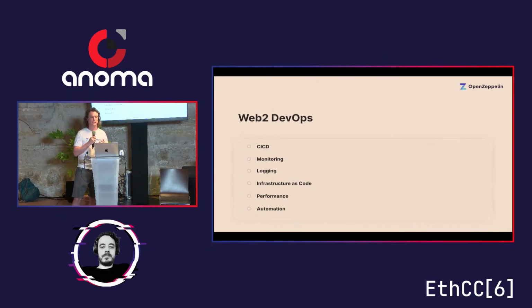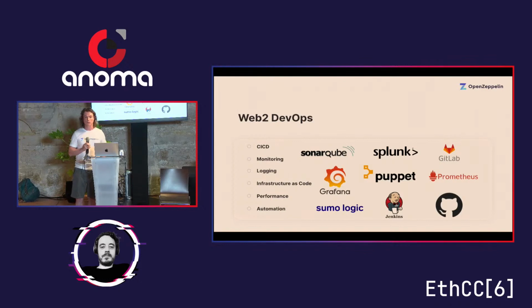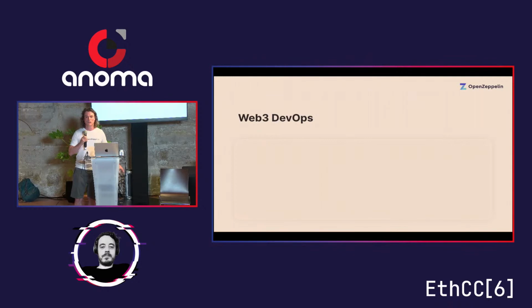We follow strict CI/CD processes. We do a lot of monitoring, logging. We represent our infrastructure as code, so it's reproducible. We monitor performance, and we automate just about everything we can. And there's a million tools in that space. They've been around for a long time. These are some very popular ones, probably many of you have heard of, some of you are probably using, and there are literally thousands beyond. You hear about a new one almost every week when you're working in that space.